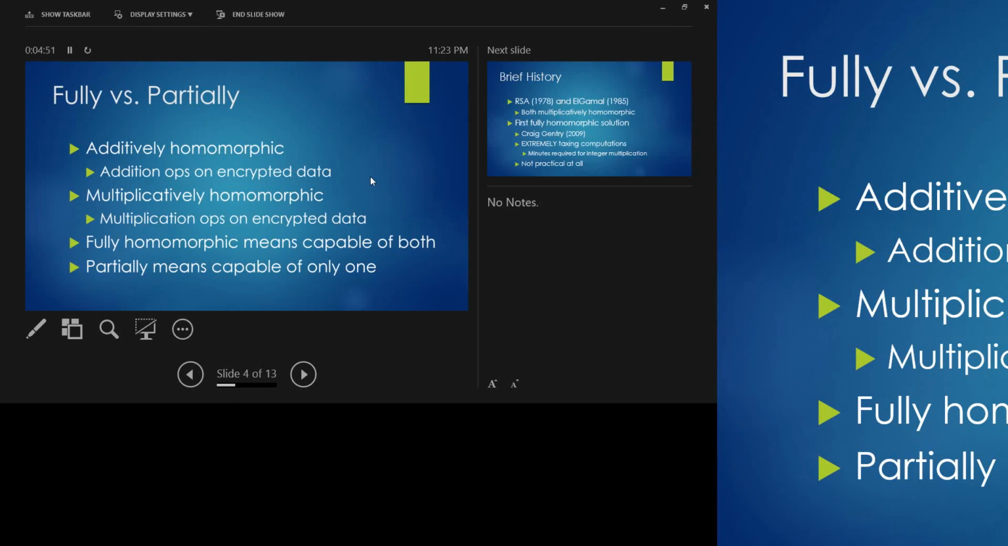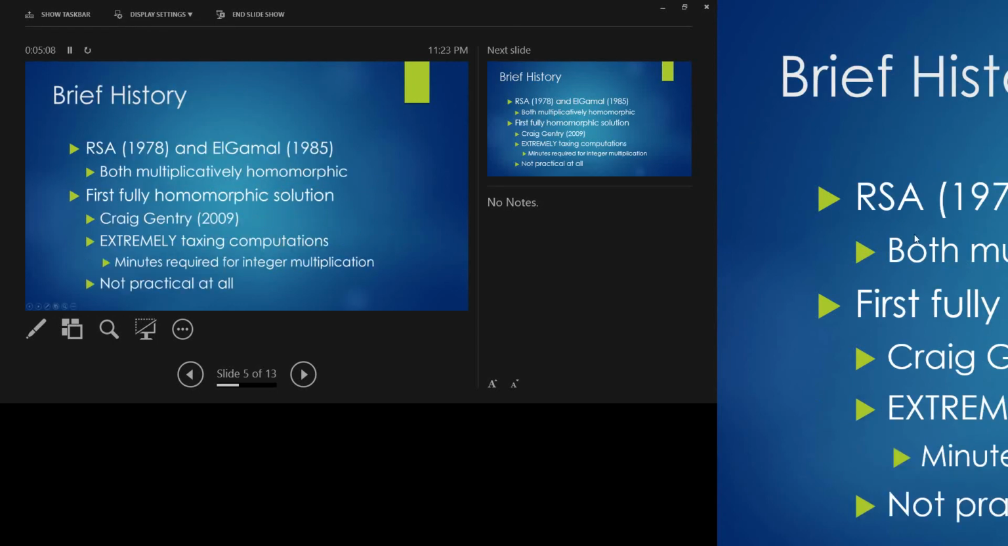Additive homomorphism and multiplicative homomorphism make up the two different types here, and together they create what is considered a fully homomorphic encryption scheme. If it's only partially homomorphic, that means it's capable of only one of those. And we'll see in the next slide that there are a couple different examples that we can look at in history. Specifically, the RSA algorithm and the El-Gamal algorithm.